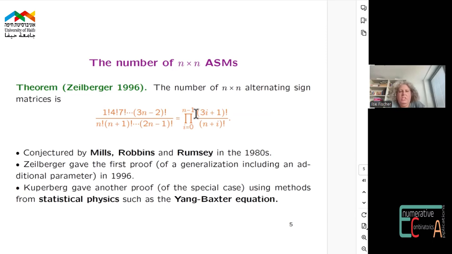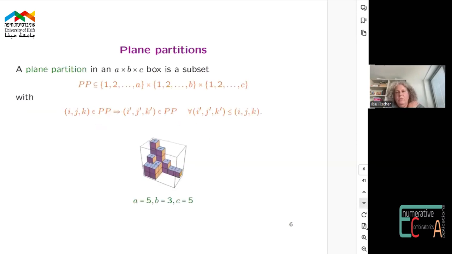I should say that actually in that paper of Doron, he proved something more general in a sense. So he had an additional parameter. And Kuperberg then proved the theorem as stated here, also with methods from statistical physics that involve something like the Yang-Baxter equation. Okay, so this is what I want to say about alternating sign matrices at this point.